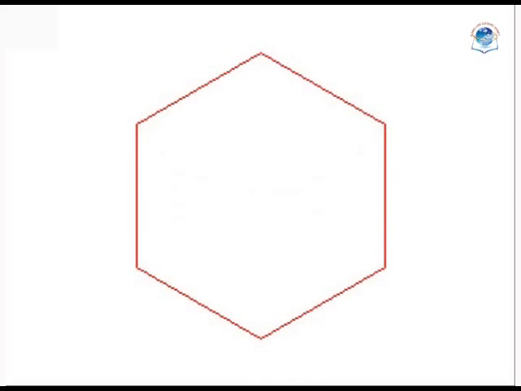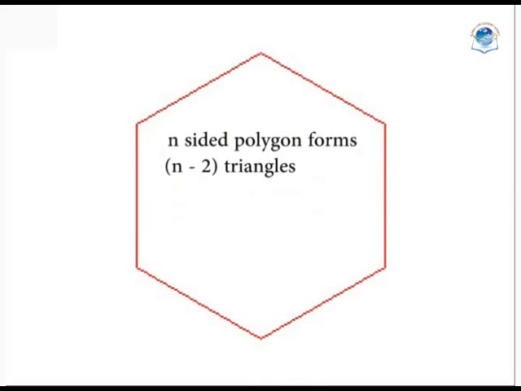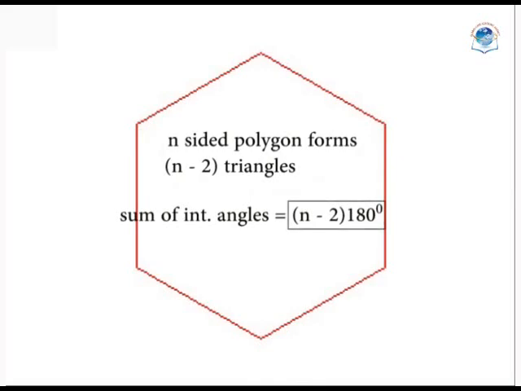Generally, for any polygon with n sides, we can form n minus 2 triangles. And so in total, we shall have n minus 2 times 180 degrees. This is the formula for finding the sum of the interior angles of any polygon, regular or irregular.